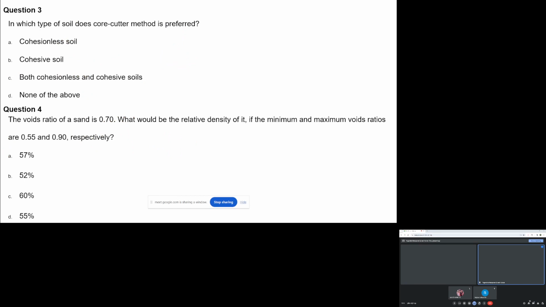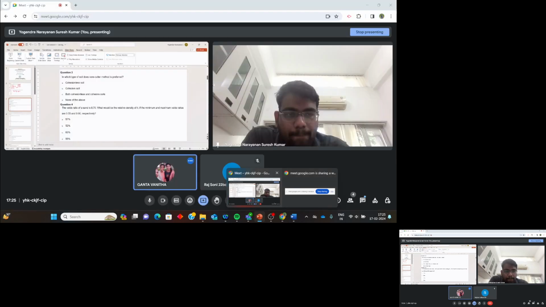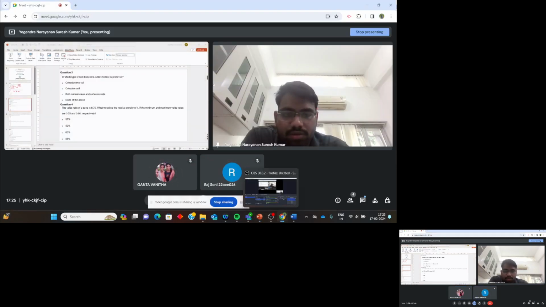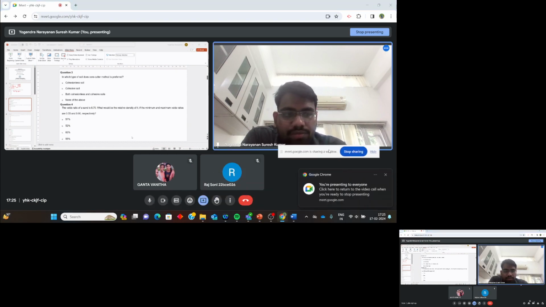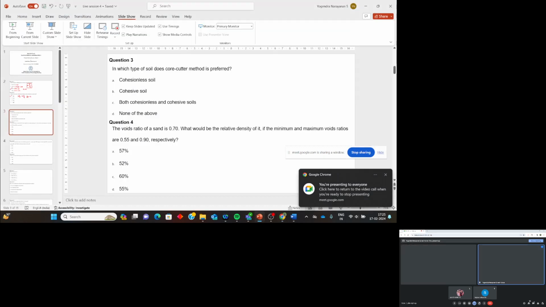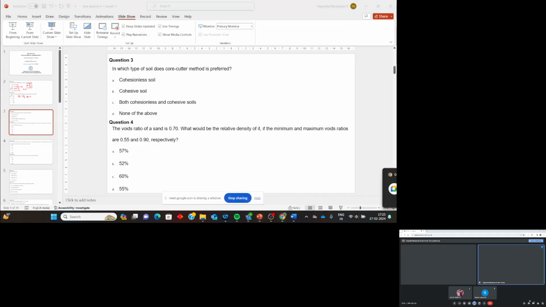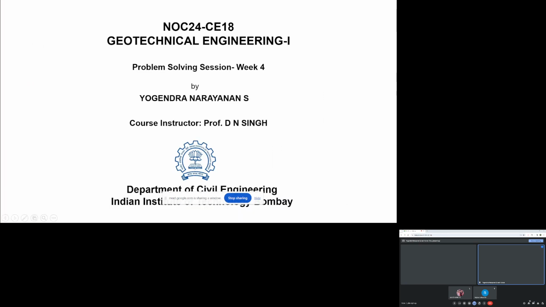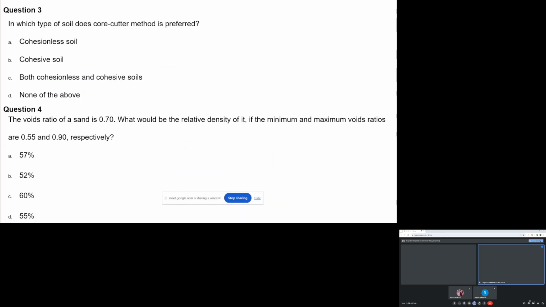In which type of soil core cutter method is preferred? Sir, third question is not visible, sir. Just a minute. Now? No, no, sir. Also visible. Visible, sir. I think just. Now? Visible, sir. Okay.